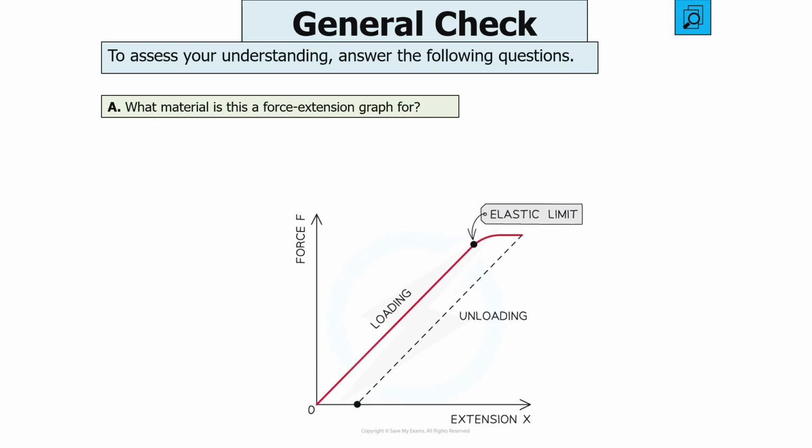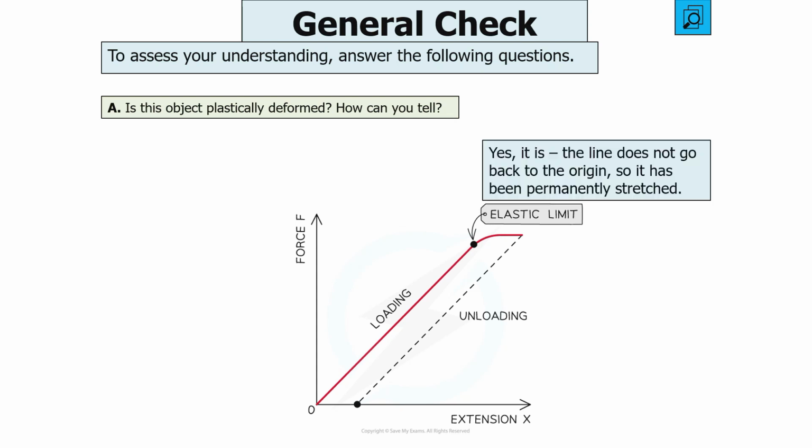What material is this a force extension graph for? Pause the video now, then unpause the video when you want to go through your answer. This is a force extension graph for a metal wire. Is this object plastically deformed, and how can you tell? Pause the video now, then unpause the video when you want to go through your answer. Yes, it is. The line does not go back to the origin, indicating that it has been permanently stretched.